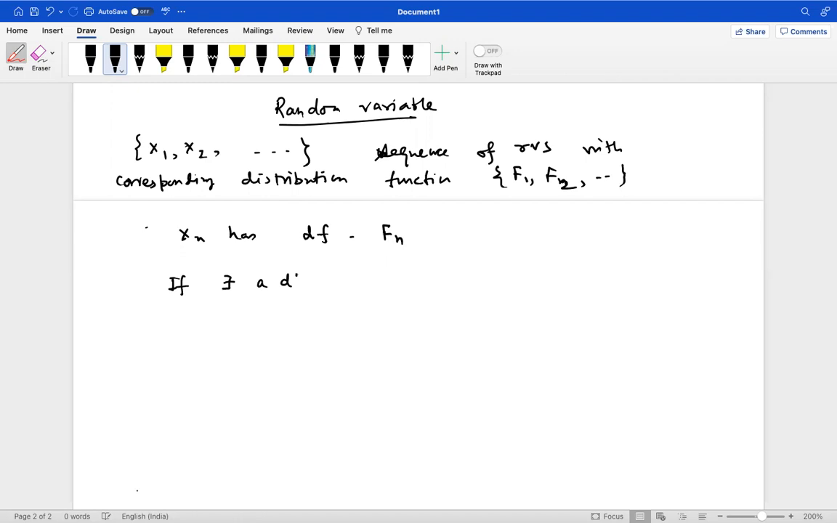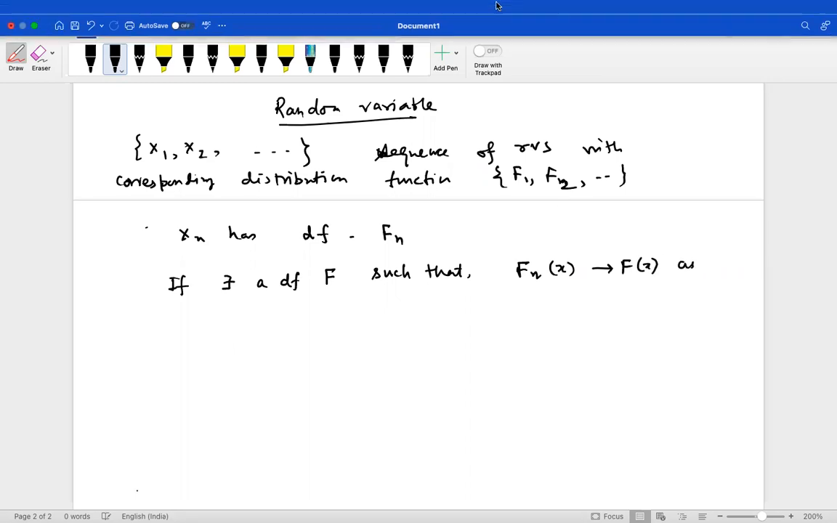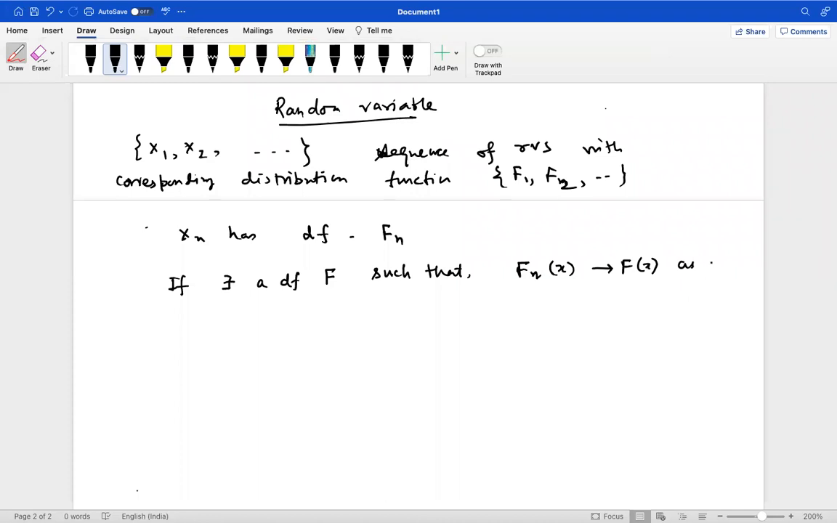if there exists a distribution function, say f, such that fn(x) tends to f(x) as n tends to infinity. So it is actually pointwise. For a given f1, f2, ..., fn given to you, there is another distribution function f such that fn(x) goes to f(x). Remember, fn(x) is a sequence of real numbers, while fn is a sequence of functions. It tends to the real number f(x).